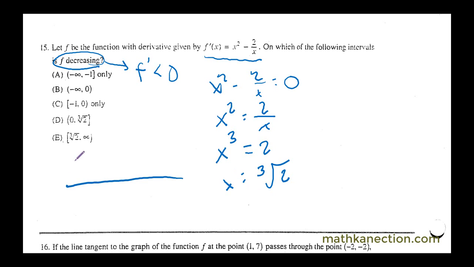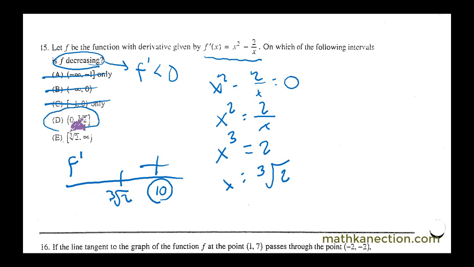So when we make our f prime number line, that cube root of 2 is going to be on the number line. That'll be the critical number. So probably not C, B, or A. All right, so then I need a test number. Well, a number that's easy to test would be something like 10, something larger than what the cube root of 2 is. So 10 squared is going to be 100, and then take away 2 over 10, it's still going to be positive. So this side is going to be positive, which means f would be increasing. I want f to decrease, so it's got to be the section over here. So we're going to go ahead and choose letter D.